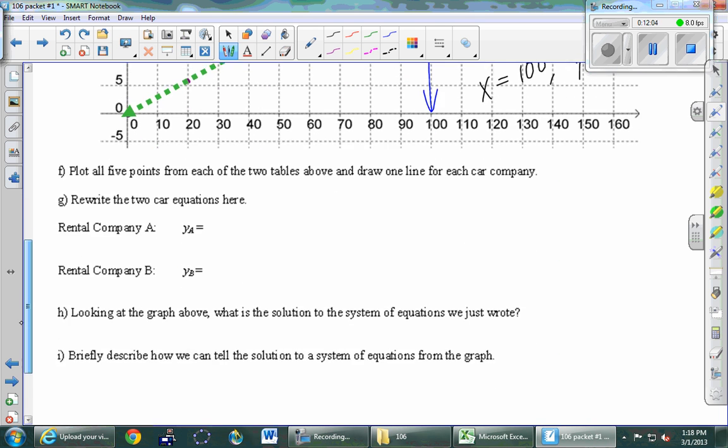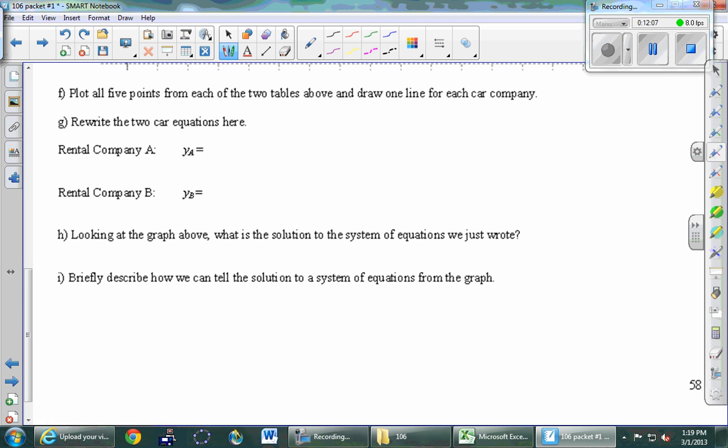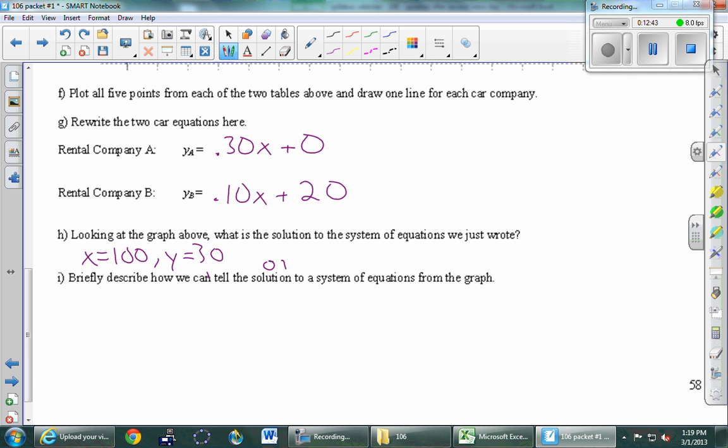So we'll come down here. I think we'll just rewrite the equations in this part. So what were our two equations? It was 0.30x plus nothing, and then 0.10x plus 20. And then we'll jump down here to part H. Drew, could you read part H for us? Okay, so our solution is x equals 100, y equals 30, or if you want to write it as an ordered pair, that's fine too.